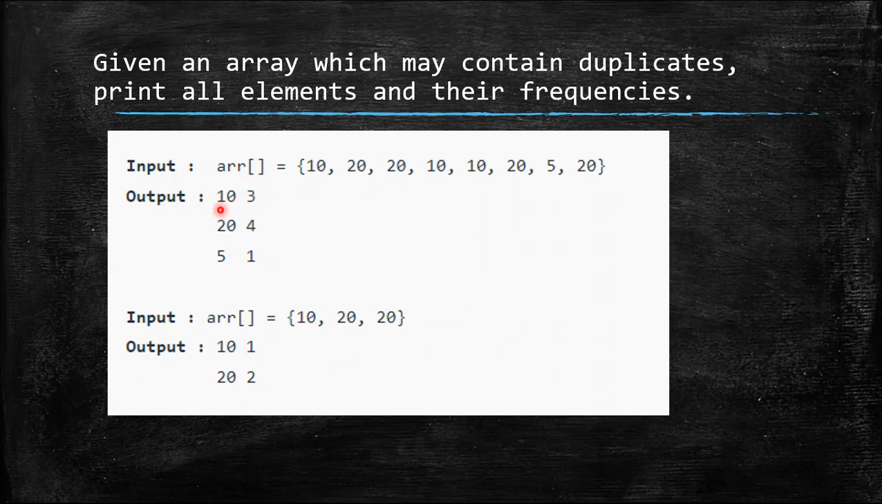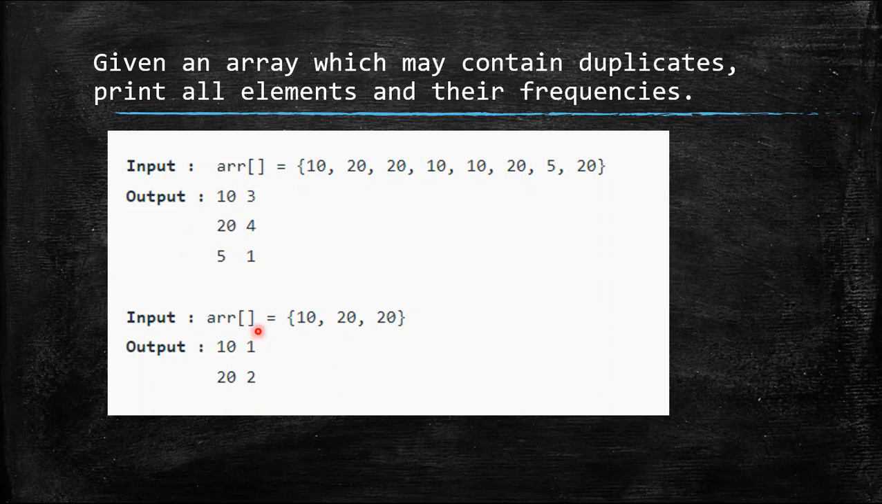If you look at the example, the frequency of 10 is 3, as if you count all the tens in this array, it will be 1, 2, and 3. So frequency of 10 is 3. Same for 20. Frequency of 20 is 4: 1, 2, 3, and 4. And for 5, it's 1 only because we have only one 5. Same for the second example, frequency of 10 is 1 and frequency of 20 is 2. Moving forward, let's see the code in Python.